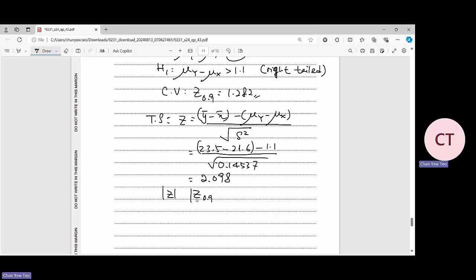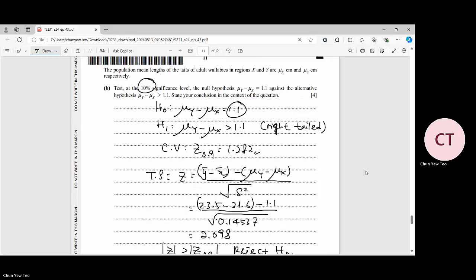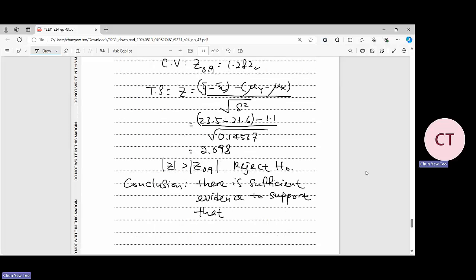So usually I will just put modulus. Then this one is actually greater. So if it's greater, then you have to reject H-naught. So your conclusion is, there is sufficient evidence to support that mu Y minus mu X is greater than 1.1. Okay, just write an answer like that.